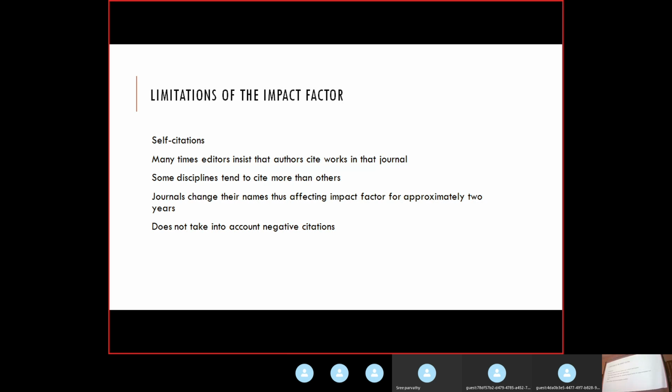It does not take into account negative citation. Yes, it is very true in legal research. Sometimes you will get citations, but the other author may have criticized you. He might have discussed it in a totally different context, in a totally opposite direction to your argument. That is also common.